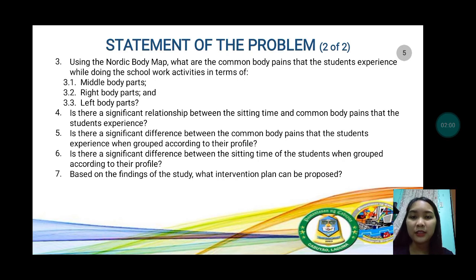Next, is there a significant relationship between the sitting time and common body pains that the students experience? Another, is there a significant difference between the common body pains that the students experience when grouped according to their profile? Next, is there a significant difference between the sitting time of the students when grouped according to their profile? And last, based on the findings of the study, what intervention can be proposed?